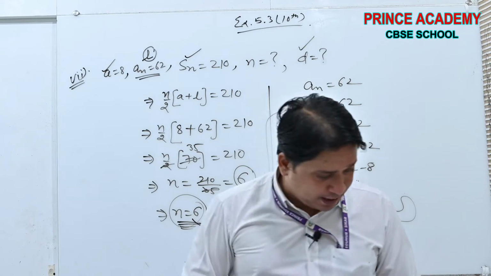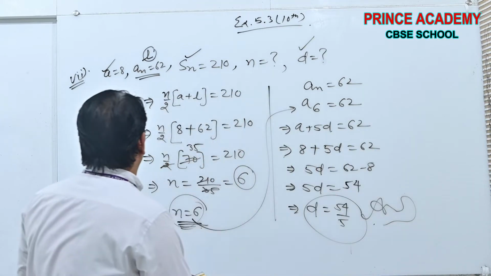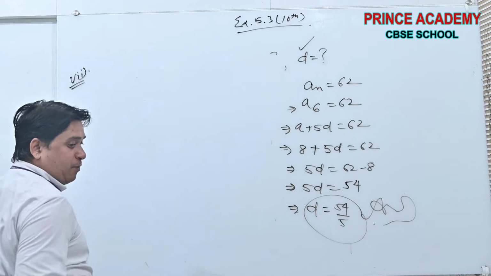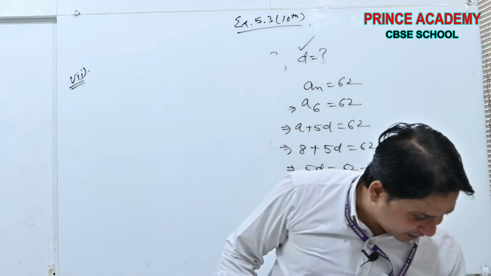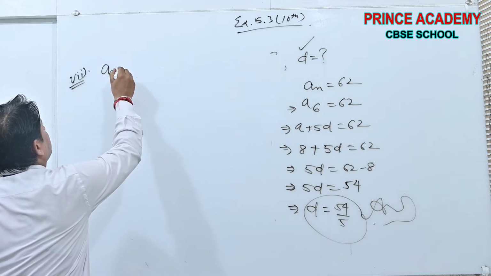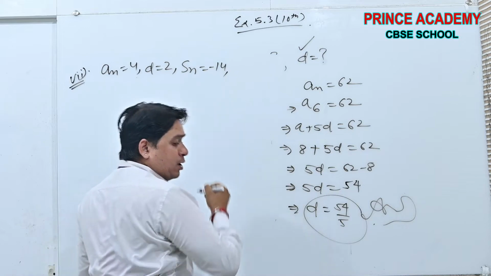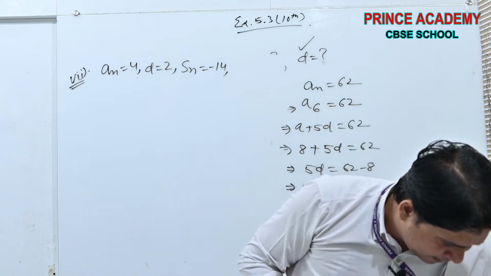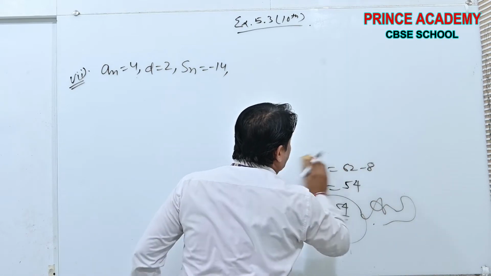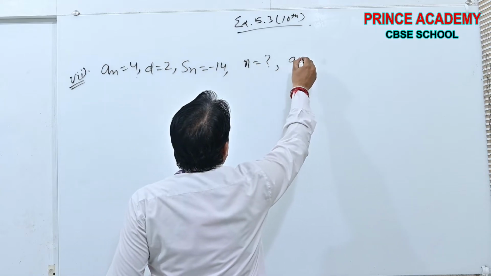This was the 7th part, now. An is 4, D is 2. Okay, next question. I am noting the statement first because the battery of my mobile is low and the charger is not connected here. An is 4, D is 2 and Sn is minus 14. Find n and A. We have to find n and A. So simple questions, beta.